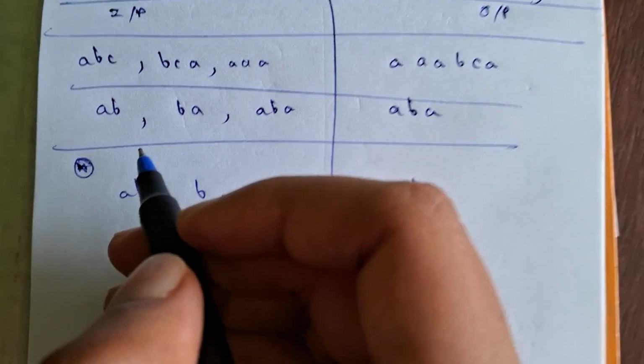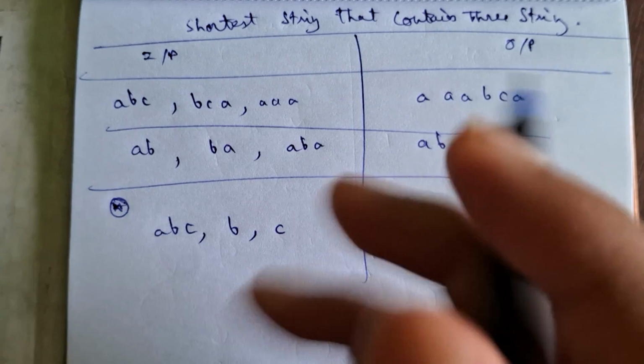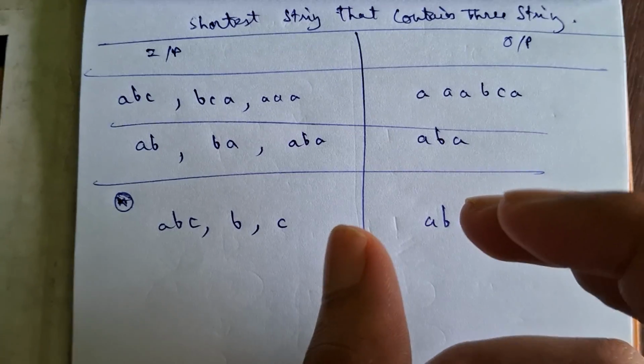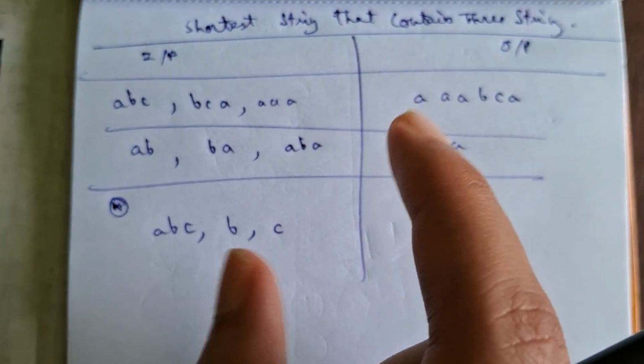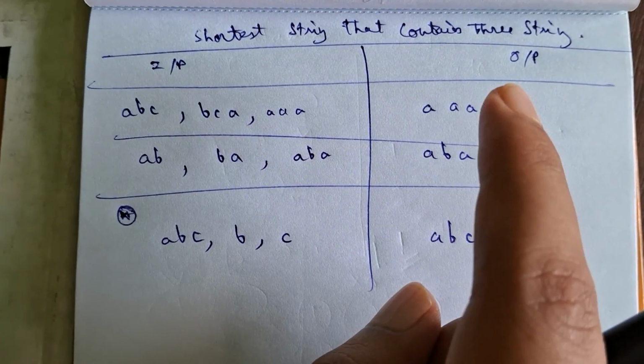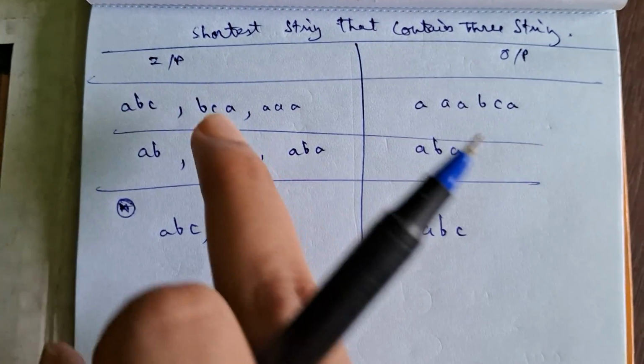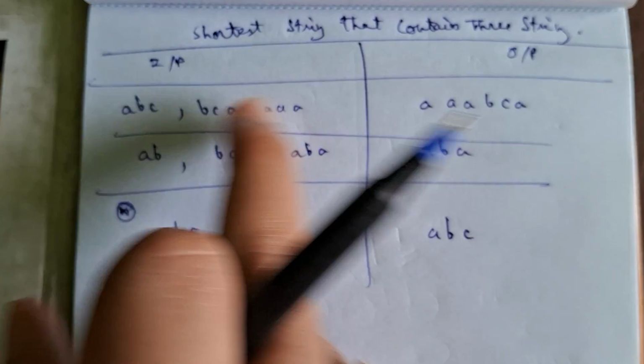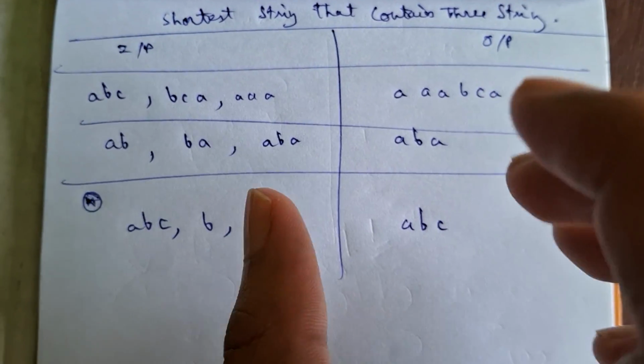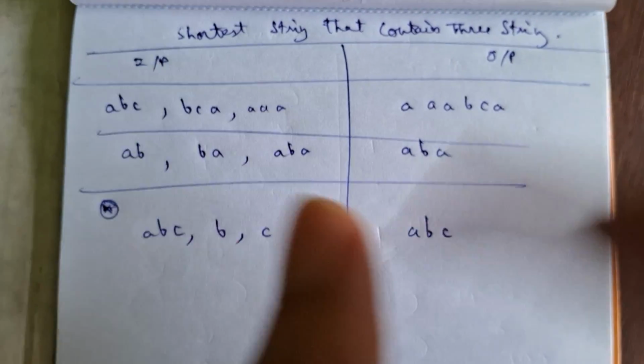So the problem statement is very simple. You're given 3 strings and you have to find the lexicographically smallest string which contains all the 3 strings, for which every string A, B and C is a substring. So this is what the basic logic of the code tells us.